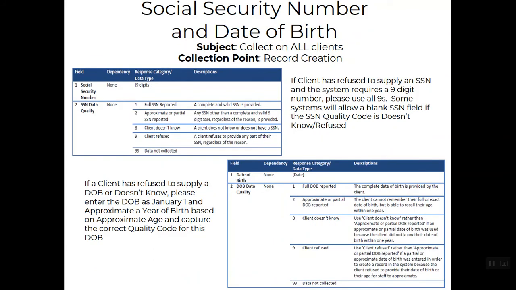Social security number and date of birth. Again, if a client is refusing or they don't know their social or they don't have one, please select the appropriate quality code and then enter in 9s as the 9-digit number. For date of birth, if they're refusing or if they're giving you an approximate, we ask that you enter in their birth date as a January 1st and then approximate a year of birth based on their age so that we can have some fairly consistent, more accurate reporting.